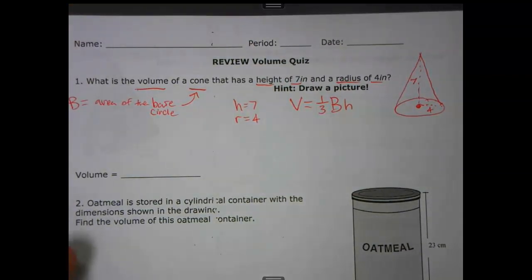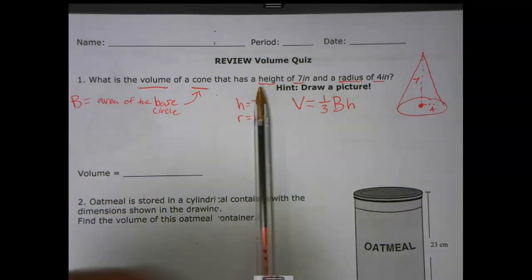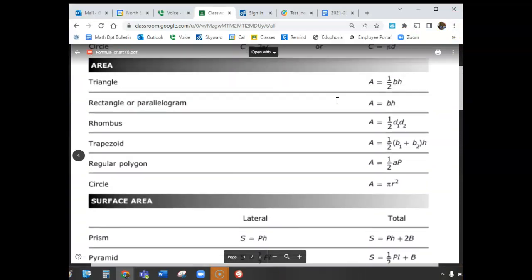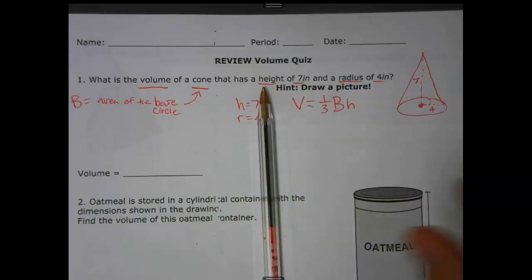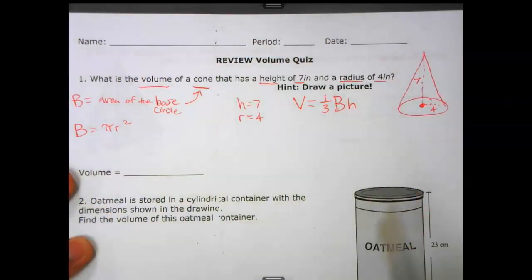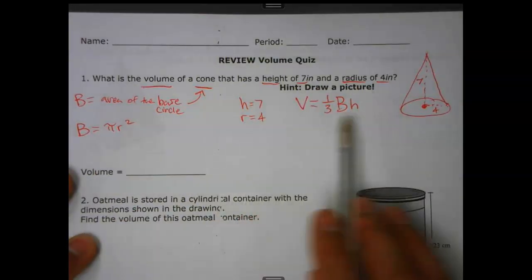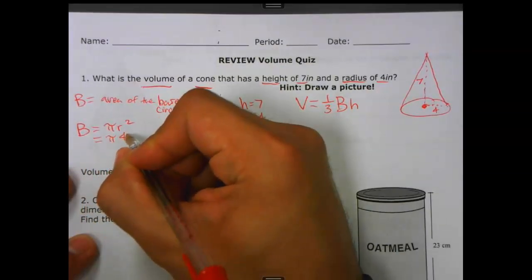Cool. So how do I find the area of a base circle? We did this in the notes, but let's remind ourselves. Let's scroll up. Area of a circle is pi r squared. This should be very familiar. So big B is going to be pi r squared. Do I know r? Well, it gave it to me over here. The radius is 4. I labeled it in my picture. So the big B is going to be pi 4 squared.